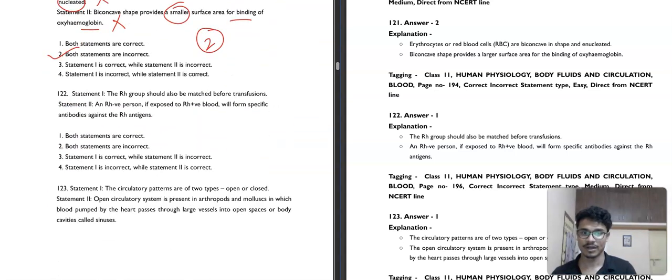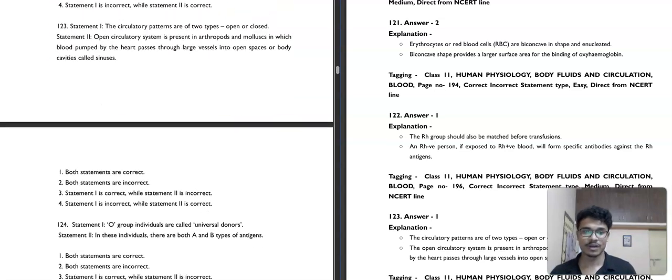And question number 122. The Rh group should also be matched before transfusion, correct? Rh group also needs to be matched, whether it is Rh positive or Rh negative. Rh negative blood, if exposed to Rh positive blood, will form a specific antibody against Rh antigen. It is absolutely correct. Both statements are correct. First option is our correct answer.